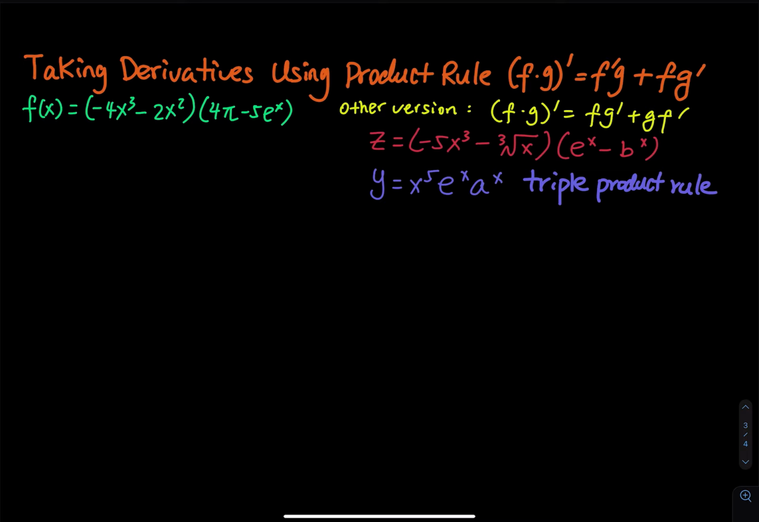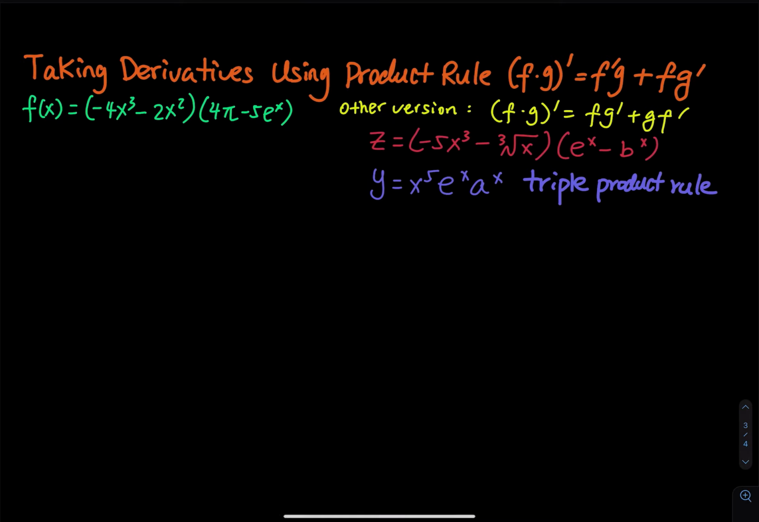Taking derivatives using the product rule. So the product rule is the product of two functions, f times g. We take the derivative of that, that is equal to f prime g plus f g prime. So the order of derivative is f first, g second.